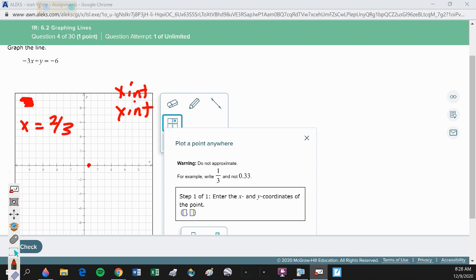So to find the x-intercept, we cover the y and solve for x. To find the y-intercept, we cover the x, and then y is just -6.